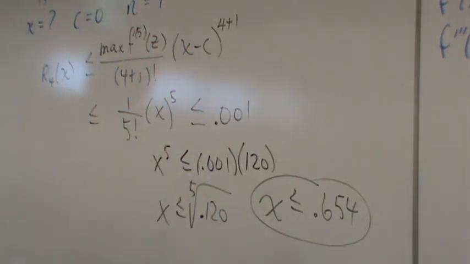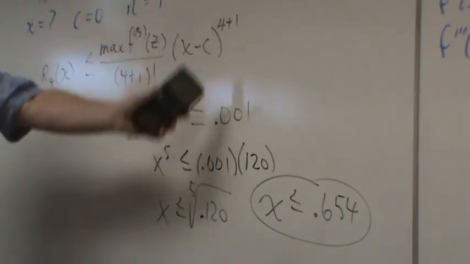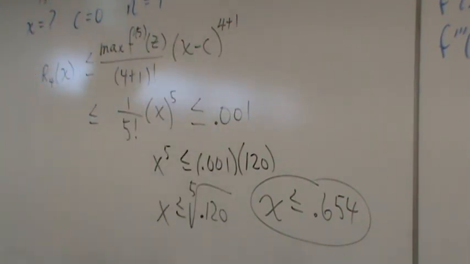And you're going to get some problems on tonight's homework that ask you this, and you're just going to do it this way, you know? Plug into the Lagrange form of the error. So I can't plug in a value of x greater than 0.654, or I'm going to be off by more than 0.001.